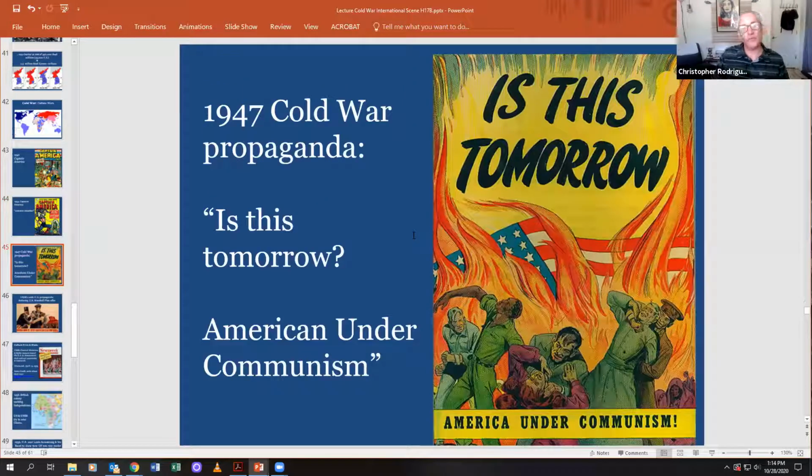Here's another piece of Cold War propaganda showing Americans, this is America under communism. And communists are deemed as these guys wearing all the same ugly gray drab outfits, coming and burning down everything we love and cherish in the United States.